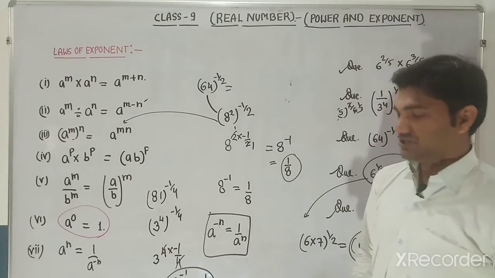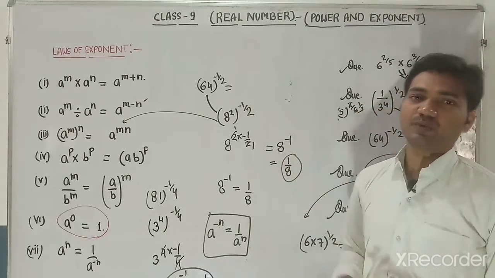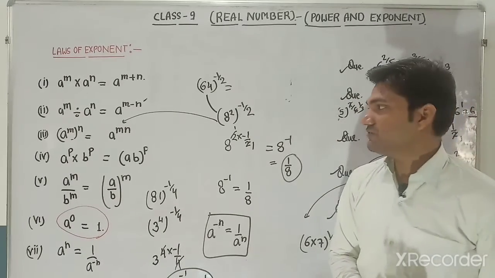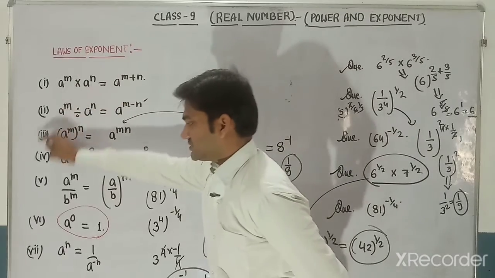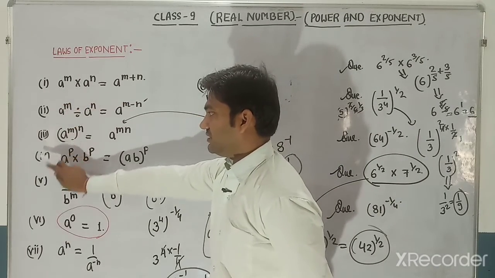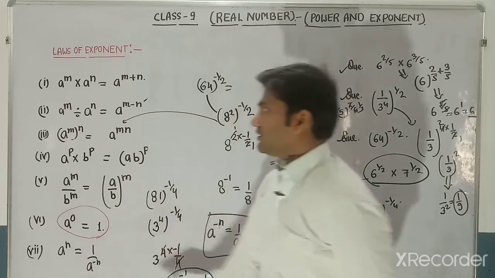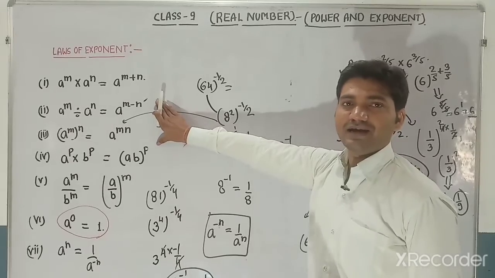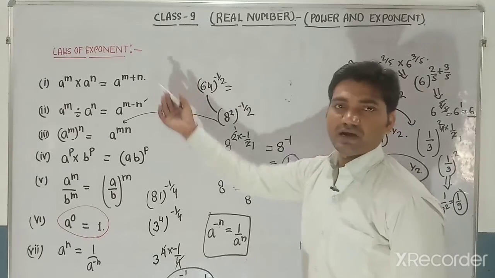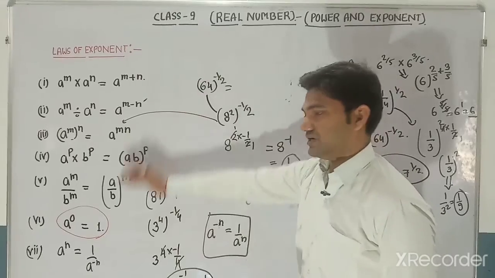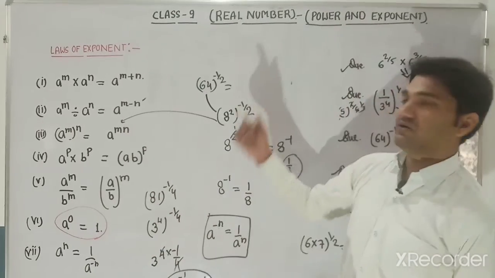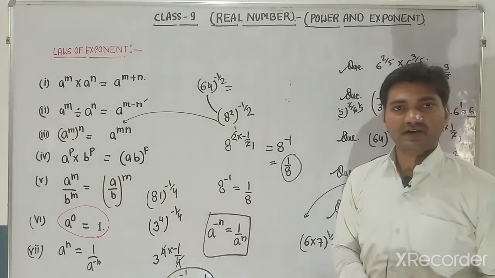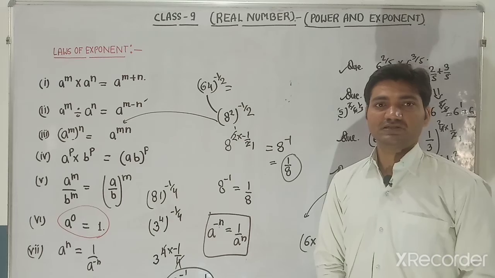These questions are based on the laws of exponents, and this completes the concept. The formula is this: first, second, third, fourth, fifth, sixth and seventh. All questions based on the laws of exponents, you apply these formulas and simplify. Difficult questions and easy questions are also based on these formulas. Okay, in the next video I will discuss some difficult questions on the laws of exponents. Then today we will complete this session. Thank you students.